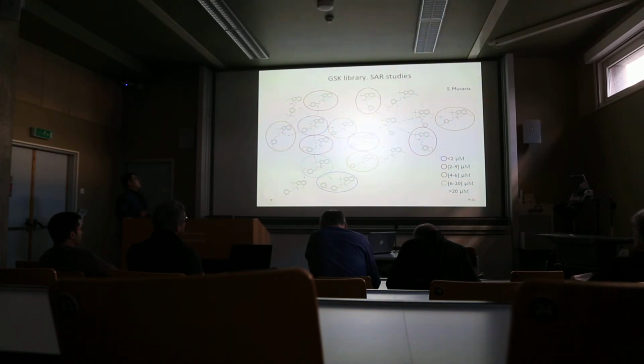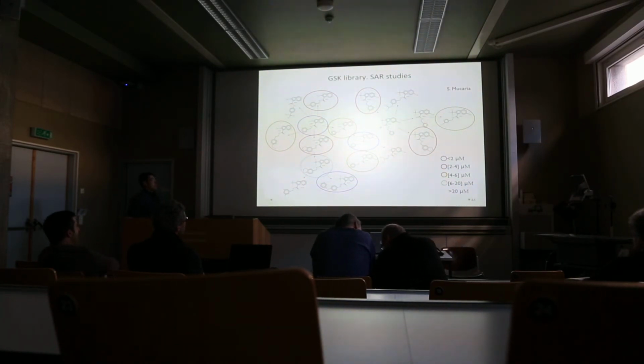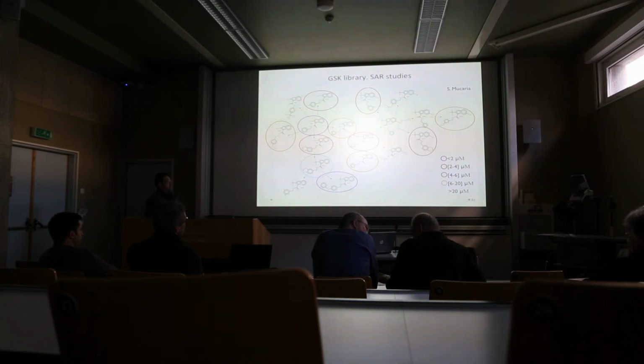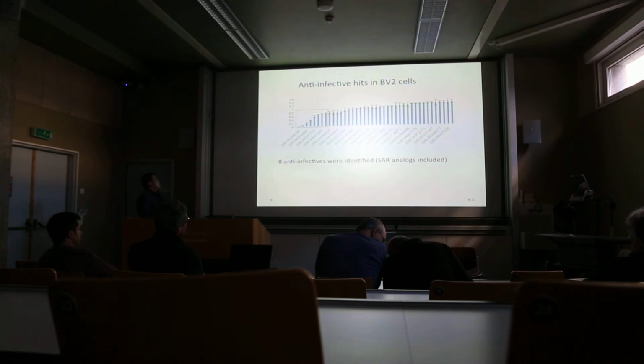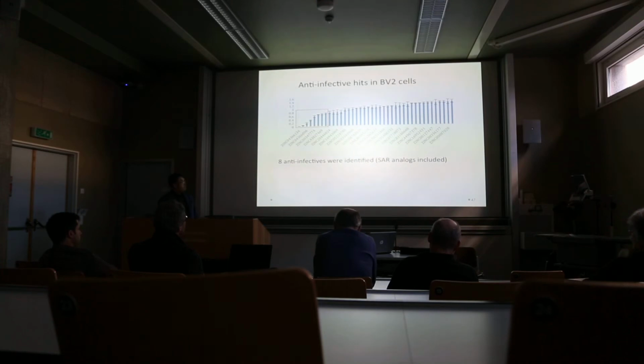This is a chemical family from the GSK library. You can see that these compounds have a similar chemical scaffold, but depending on the changes in the chemical groups, we get different activities. So using this data, we can estimate which chemical groups are the most important for the activity of the compounds. Here are some examples of the SAR data that we are getting, and with the chemical compounds, we will not talk much about it.